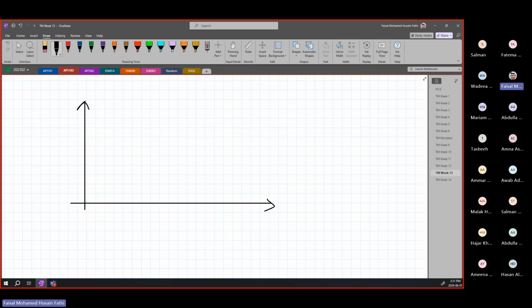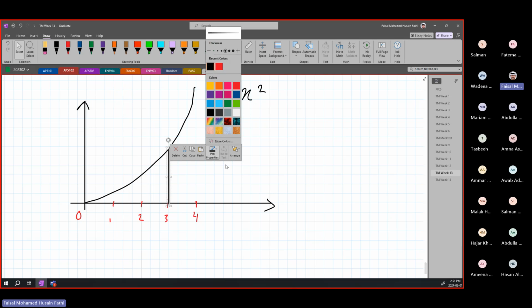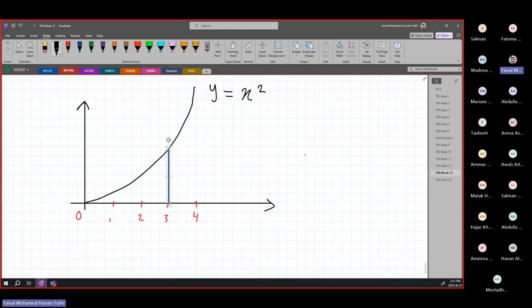So if we have any graph over here, let's say we have this graph, okay, and this is y equal to x squared, okay, and we have points. Let's say that this is 1, 2, 3, 4, etc., okay, and this is 0. Now let's say I want to find the area under this graph from here to here. Okay, let's say this is the area that I want to find. Let's make this blue.